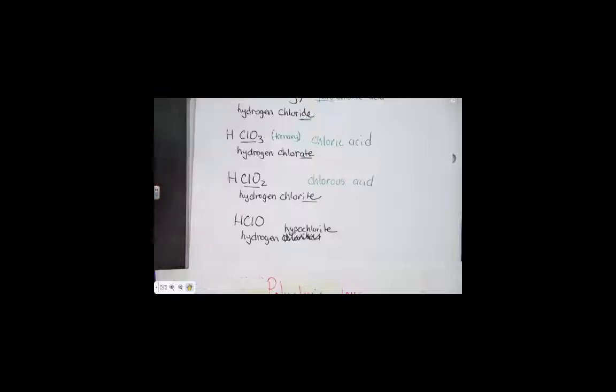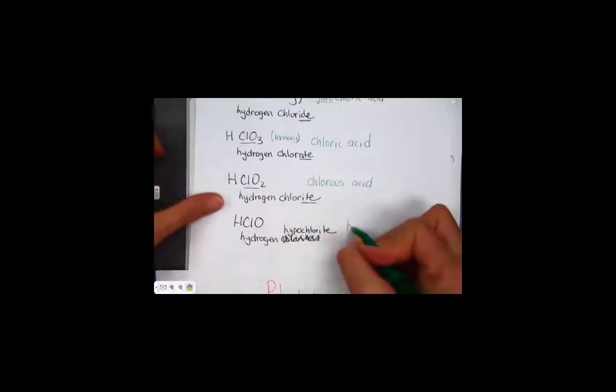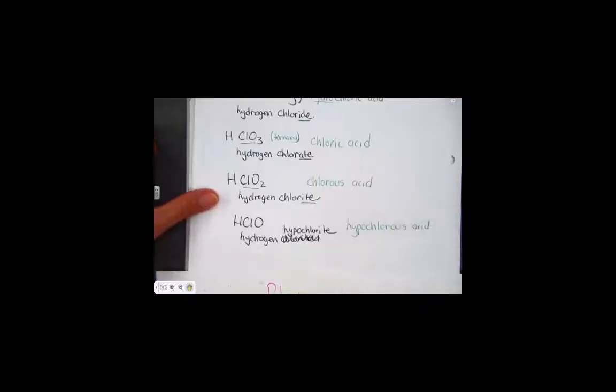Now, hydrogen hypochlorite, HClO. Let's name that as an acid. We do not say hydrogen in this. We simply turn the ite to an ous, and this is what it sounds like: hypochlorous acid. Hypochlorous acid, HClO. That's in bleach.